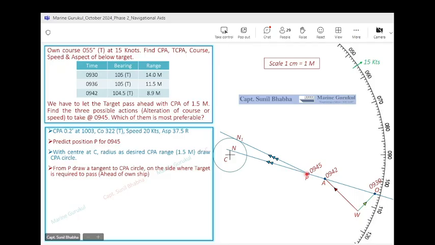Okay, beta, no issues. You see in the question they have told us that the target should pass ahead of us. Now our heading is 055. So you see if I draw the second option of the tangent, that second option will be passing southwest of my ship, which will be astern of me. That's why we have not shown the second tangent.